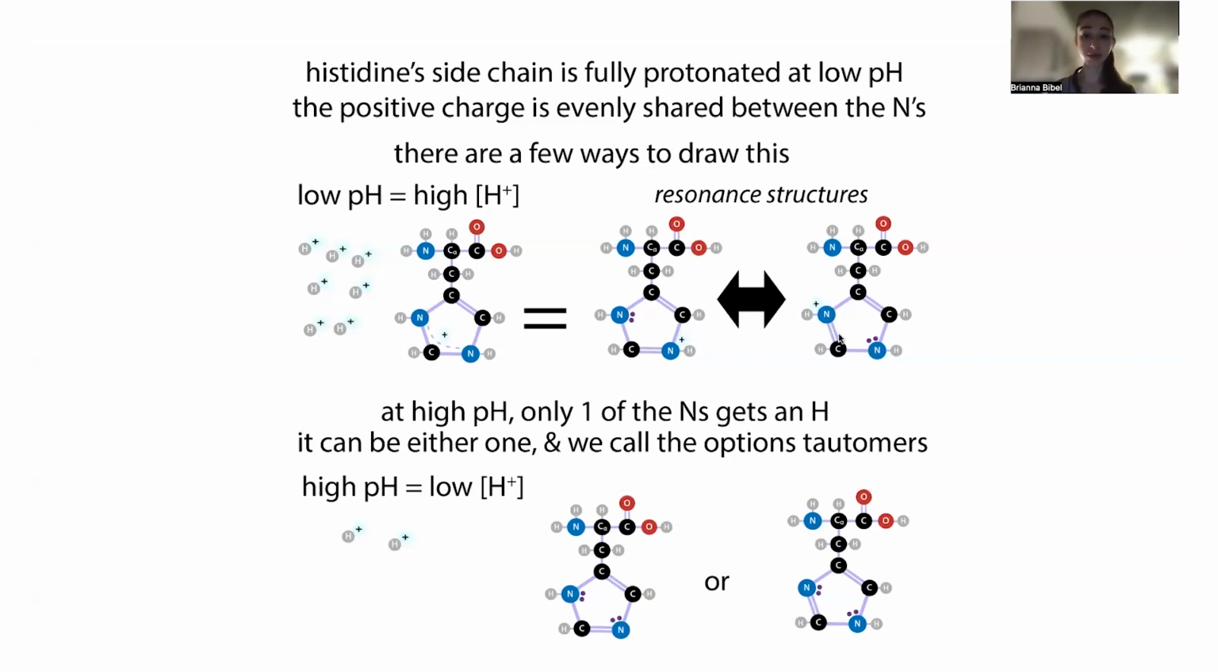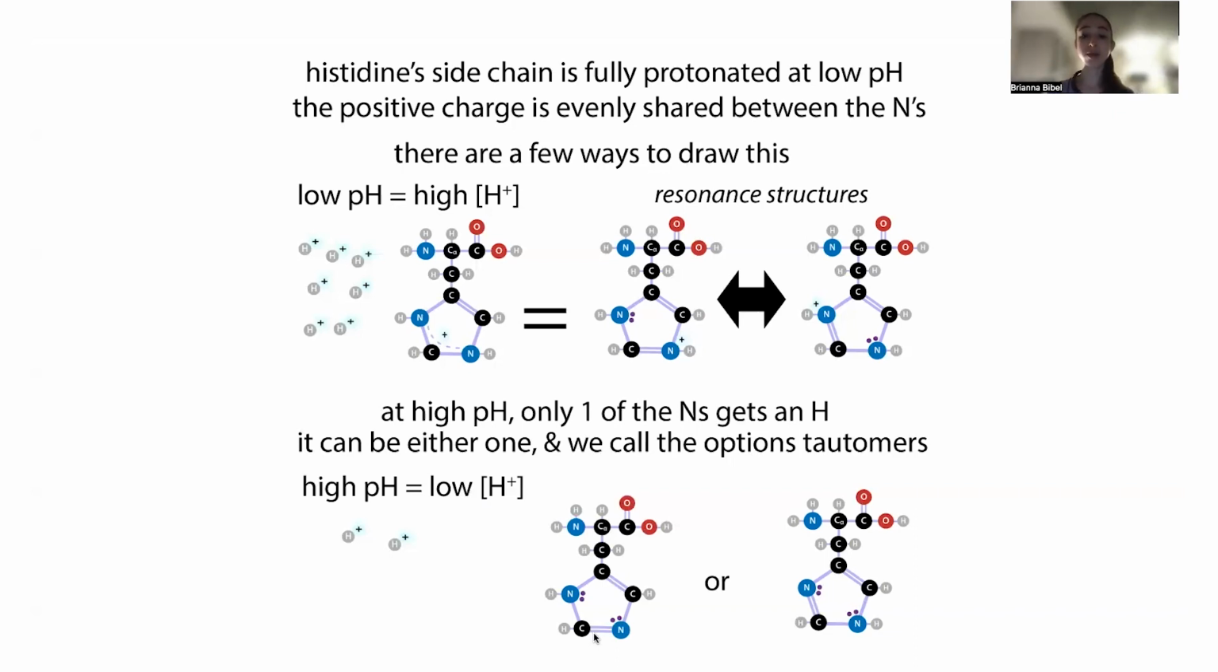Well, now what happens if you go to a higher pH? At a higher pH, you're not going to have enough protons for each of the nitrogens to have one. A high pH corresponds to a low proton concentration. If there's a low concentration of protons, it's going to be harder for the histidine to be protonated. So less of it is going to be protonated, more of it is going to be deprotonated.